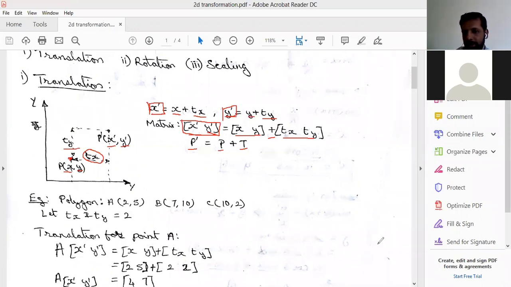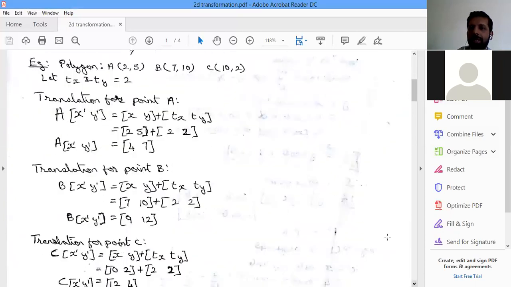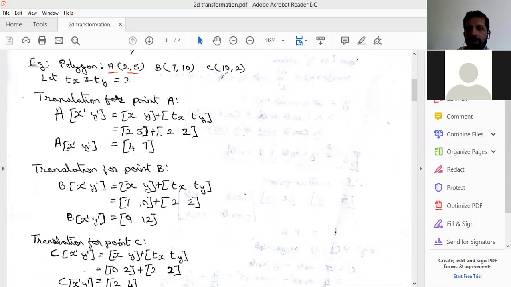The next thing is that we'll take up an example of a polygon and see a simple calculation. How does it work? For this polygon, let me take only three corners. Corner A has 2 comma 5, B has a value of 7 comma 10, and C has a value of 10 comma 2. Let us take the translation value for all these coordinates. It has to move in x and y direction by a value of 2. So let us consider point by point.